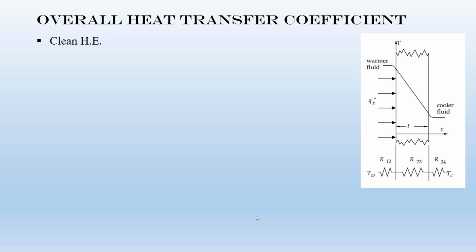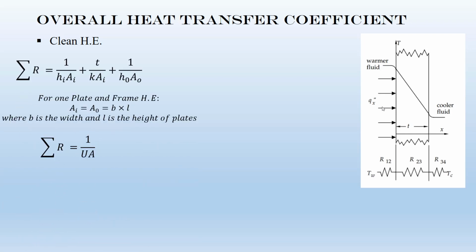So to calculate the overall heat transfer coefficient, if you have a clean heat exchanger, the first thing, which is really important, is that for the plate and frame heat exchanger, A_i equals A_o, because we have this simple plate, correct? If you remember, for shell and tube heat exchanger and for double pipe heat exchanger, A_i is different from A_o, but here in the plate and frame heat exchanger, A_i equals A_o.